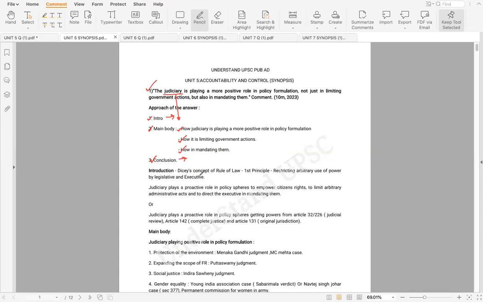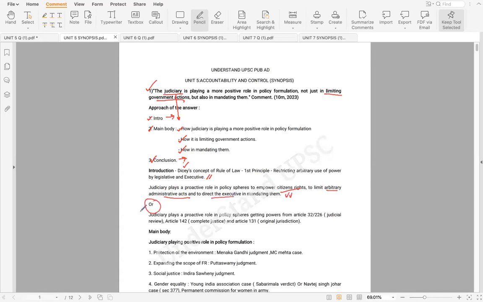Okay. The introduction, you can do it in two ways. You can talk about Dicey's concept of rule of law, which is Dicey's first principle of rule of law, wherein you have to restrict the arbitrary use of power by the legislative as well as the executive. Right. So this has an indirect relation to what the question is asking, limiting government actions. So you can bring in Dicey. Judiciary plays a proactive role in policy spheres to empower citizen rights, to limit arbitrary administrative acts, and to direct the executive in mandating them.